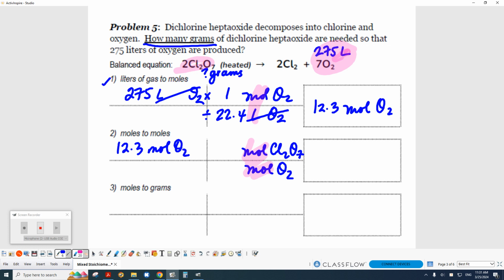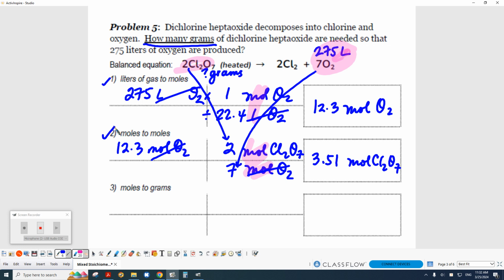And where do we get the mole ratio? The mole ratio comes from the coefficients of the balanced equation. 2 moles of dichlorine heptaoxide for every 7 moles of O2. See the 7 right here, and this 2 right there. Moles of oxygen cancel out, and now this answer will be in moles of dichlorine heptaoxide. Using a calculator, 12.3 multiplied by 2 divided by 7 gives us a 3-digit answer of 3.51 moles of dichlorine heptaoxide. Step 2, complete.